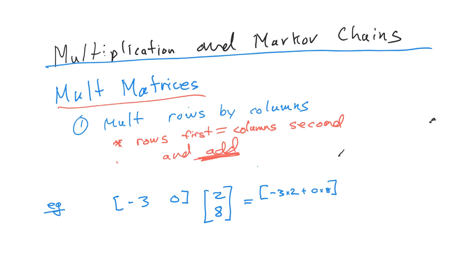And that final matrix is given by -6 plus 0, which is -6. So your final answer for your matrix is -6.